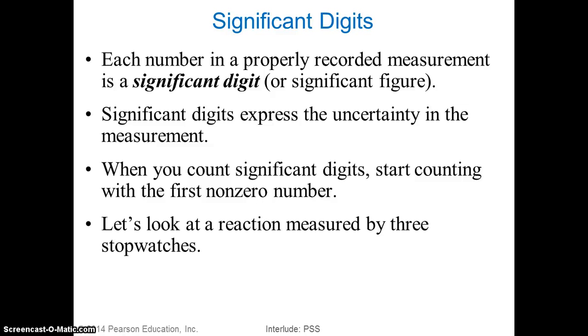Okay, so we are going to define significant figures and how we can express uncertainty in those significant figures, and significant figure rules in calculations. So let's start with defining significant figures. Each number in a measurement should be properly recorded and expressed. If we have uncertainty, that is also going to be in the measurement. When you count significant digits, start counting with the first non-zero number.